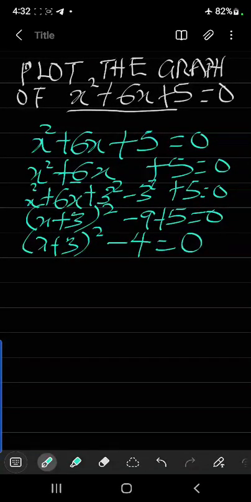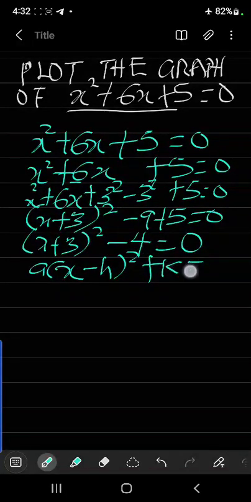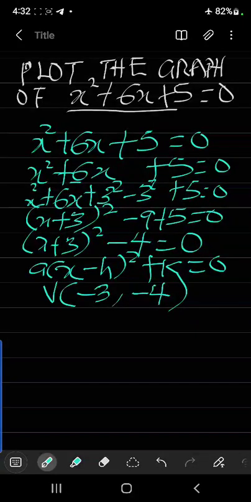Comparing this equation to the form a times (x minus h) all squared plus k equals 0: a is 1, x is x, and plus 3 equals minus h. So h will be what? Minus 3. So the vertex is at x equals minus 3. Comparing, k is what? Minus 4. So that is the vertex of this given quadratic equation.